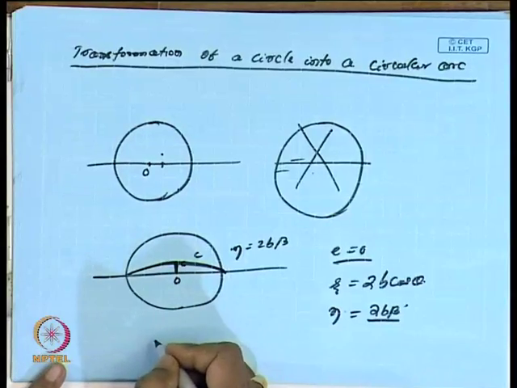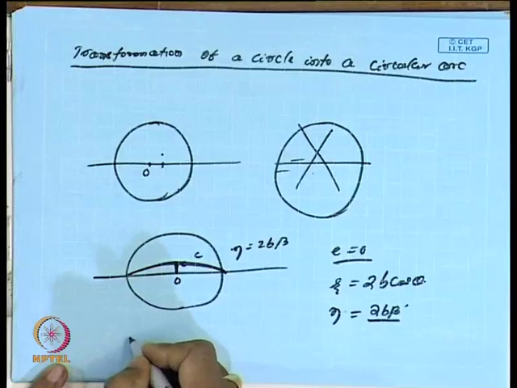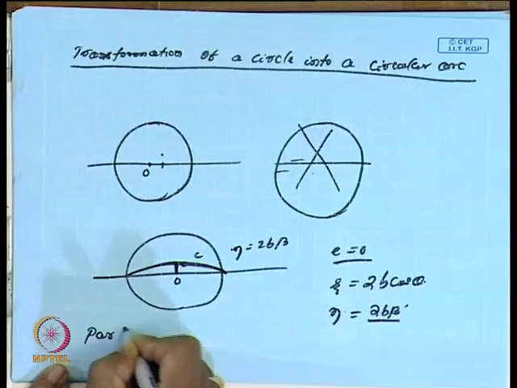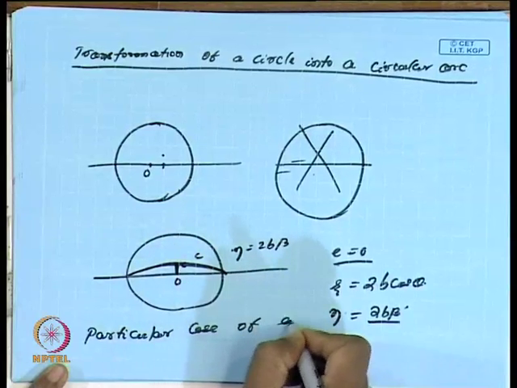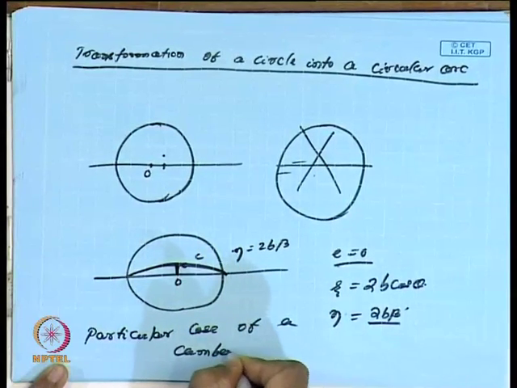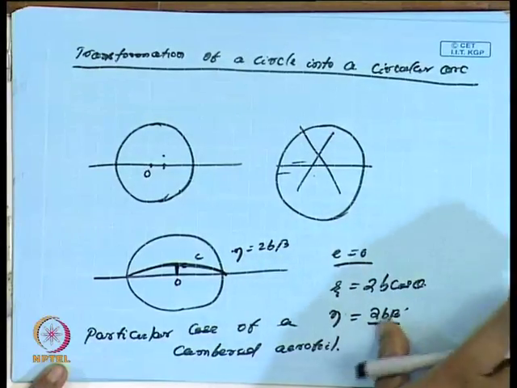So again I am just taking this result from the cambered aerofoil as a particular case of a cambered aerofoil. So, what we have understood by now is that by using the Joukowsky transformation from a circle, we can always come back to a cambered aerofoil, a symmetric aerofoil, or a circular arc.